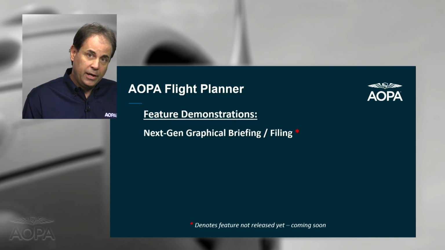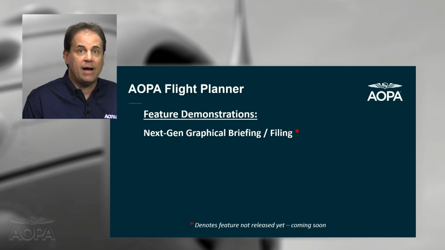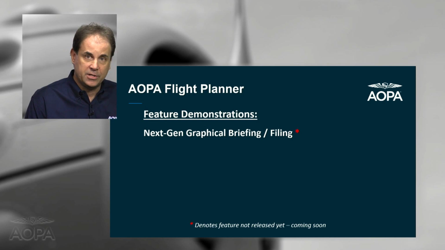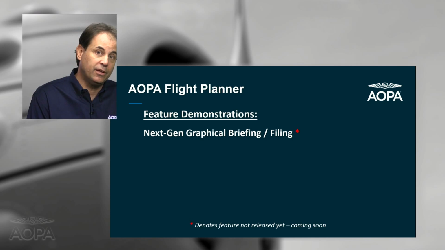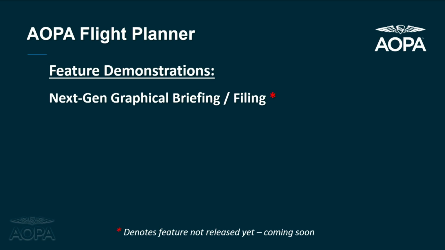So we are building what we're calling the next gen graphical briefing and filing, so that you're going to have two options now in the flight planner. You'll be able to either get your briefs and file through CSRA, or you're going to be able to now go through Leidos. And this is the one that's a little bit closer. You can see the little red asterisk there on the screen. And just to reiterate, there are two features that are coming soon. We do not have it in the public or production version of the product.